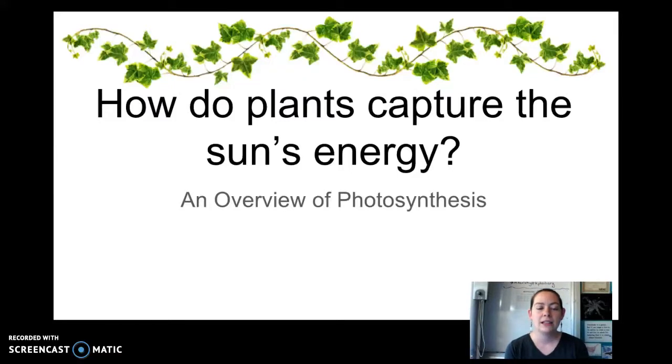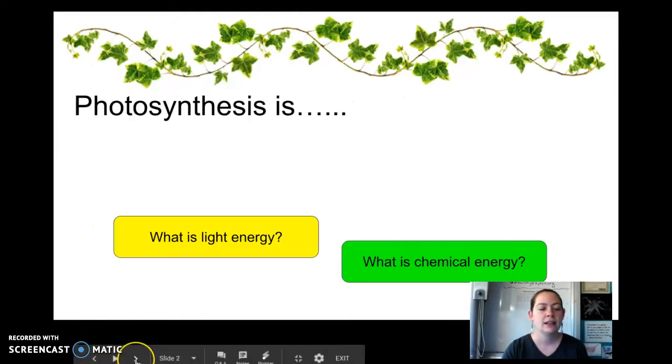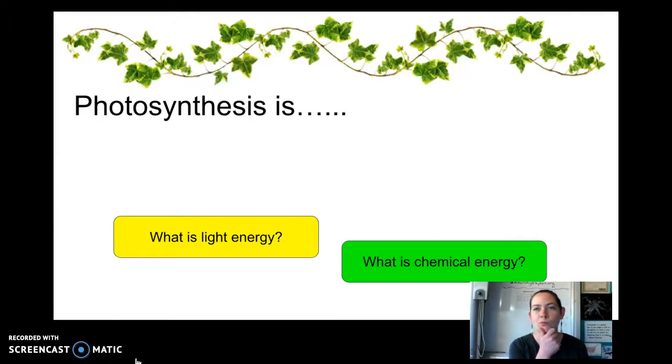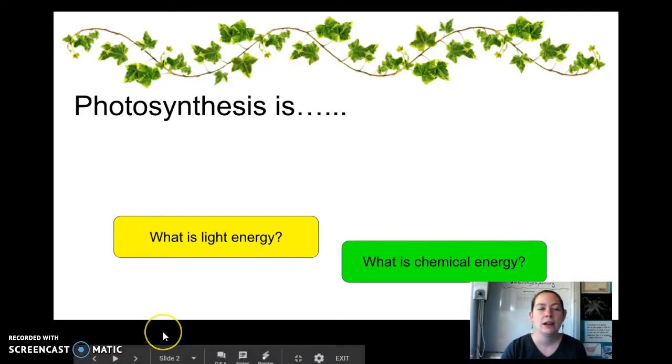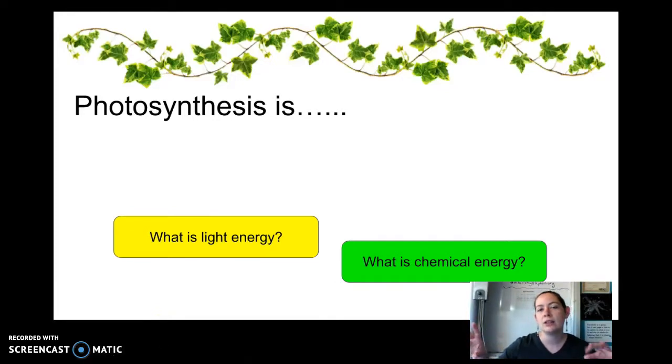The question for this lecture is, how do plants capture the sun's energy? So this is a bit of an overview of the process of photosynthesis. Now, what exactly is photosynthesis? Well, it's a process that happens in plants and other organisms like algae, where they take a couple things and use the sun's energy to turn them into new things. Can you remember what those are?